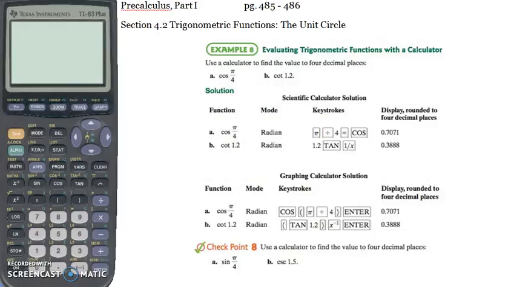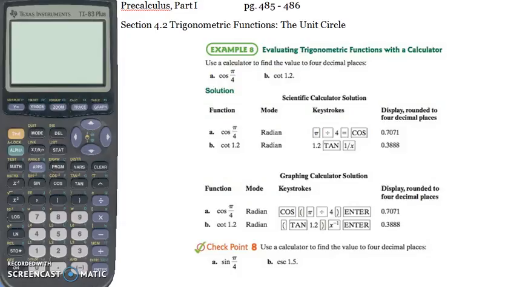This is Pre-Calculus Part 1, Section 4.2, Trig Functions, the Unit Circle, page 485 to 486, Example 8. Evaluating trig functions with the calculator. Just doing straightforward trig is fairly easy.